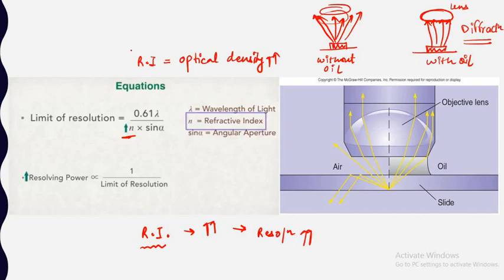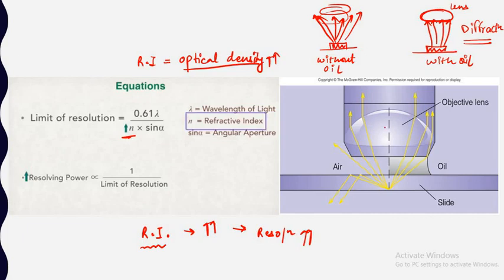So refractive index, you can simply take it as an optical density. The more the optical density, the better is the resolution, and that's the reason we are using an oil. Many of the students have done an experiment taking a drop of the oil on the specimen to increase the resolution. This is the reason.